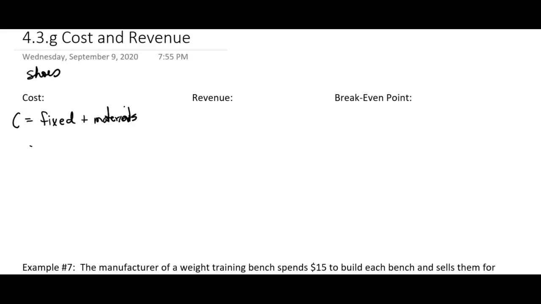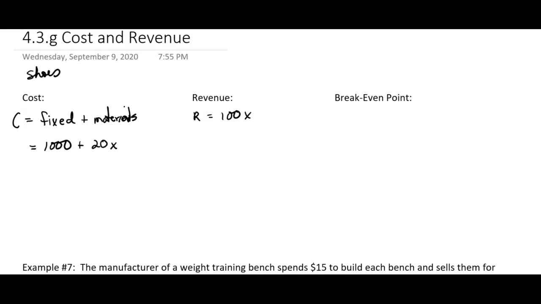So let's say it costs us $1,000 to rent the building and pay the lights. And then let's say it costs us $20 to make one pair of shoes. So depending on how many pairs of shoes we're making, that's going to determine our costs. The revenue has to do with how much money we're bringing in. So maybe we're going to charge $100 for every pair of shoes. So we sell so many shoes and then we charge $100 for each pair.